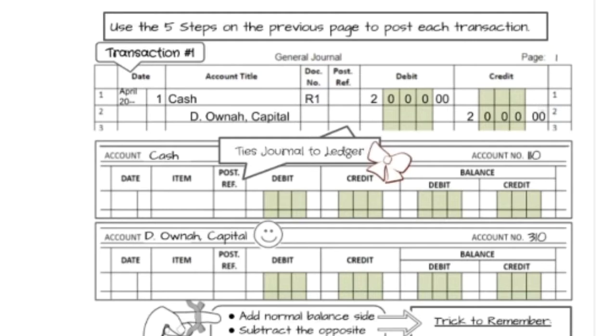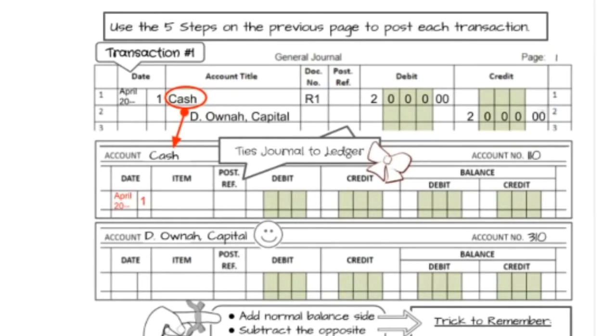So for transaction number 1, you'll see our general journal entry is there. It's on rows 1 and 2 of our general journal. We're going to take that information to post to the ledger. So the first thing we do is we go to our cash account in the ledger, and then we follow our 5 steps.